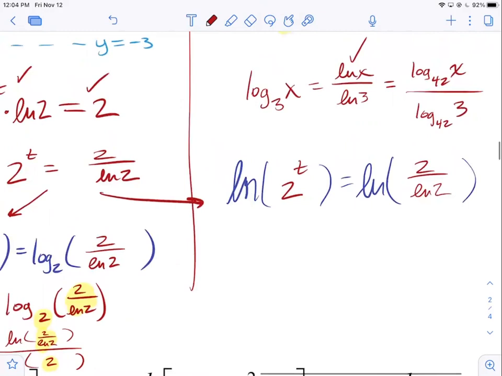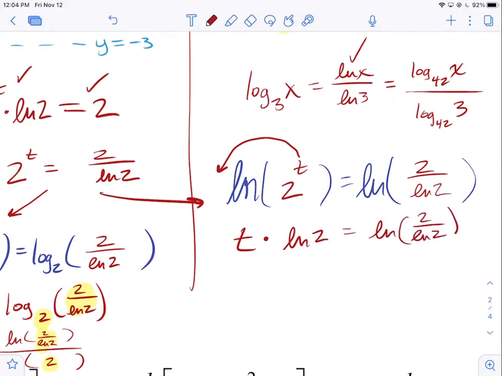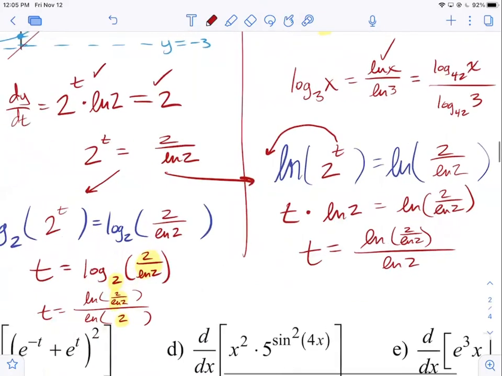But guess what we can do using one of the properties of logs? I could bring the t out front, and that turns the natural log of 2 on that side into a constant multiple. And now how do I solve for t? If I'm multiplying by ln of 2, divide both sides. Okay, so I get the right side, which is the natural log of 2 over the natural log of 2, all over the natural log of 2. And oh, by the way, that's the same thing we have over here. So maybe that is the answer, but I doubt it.